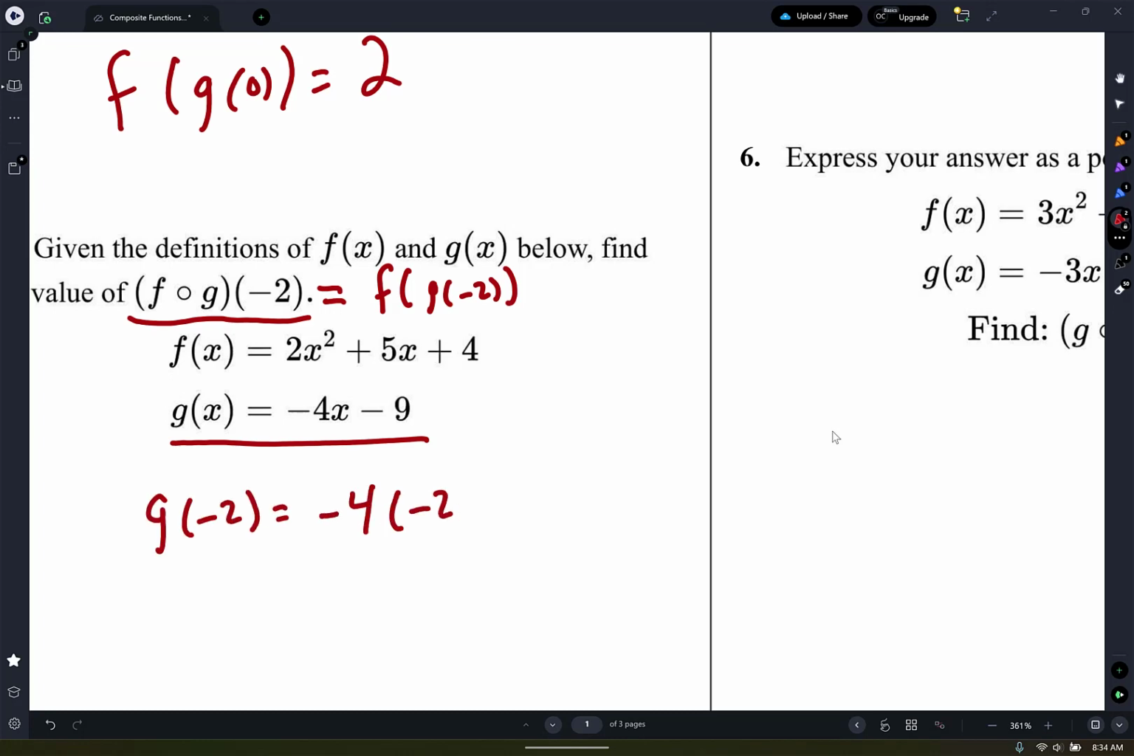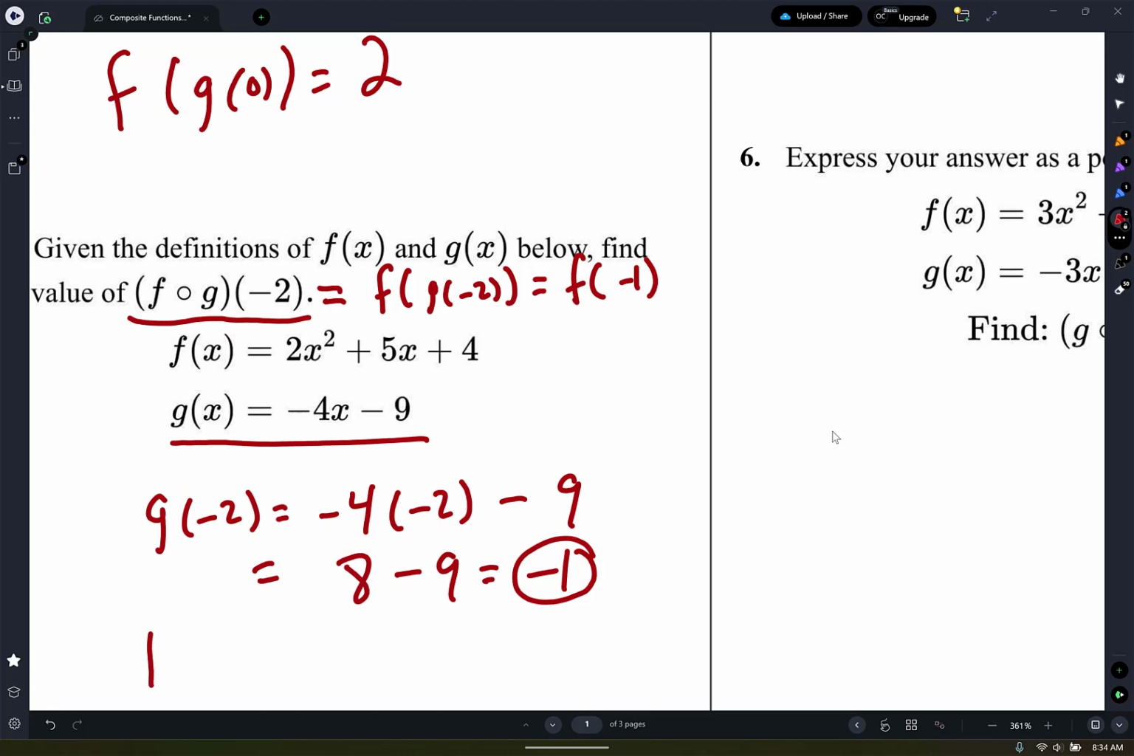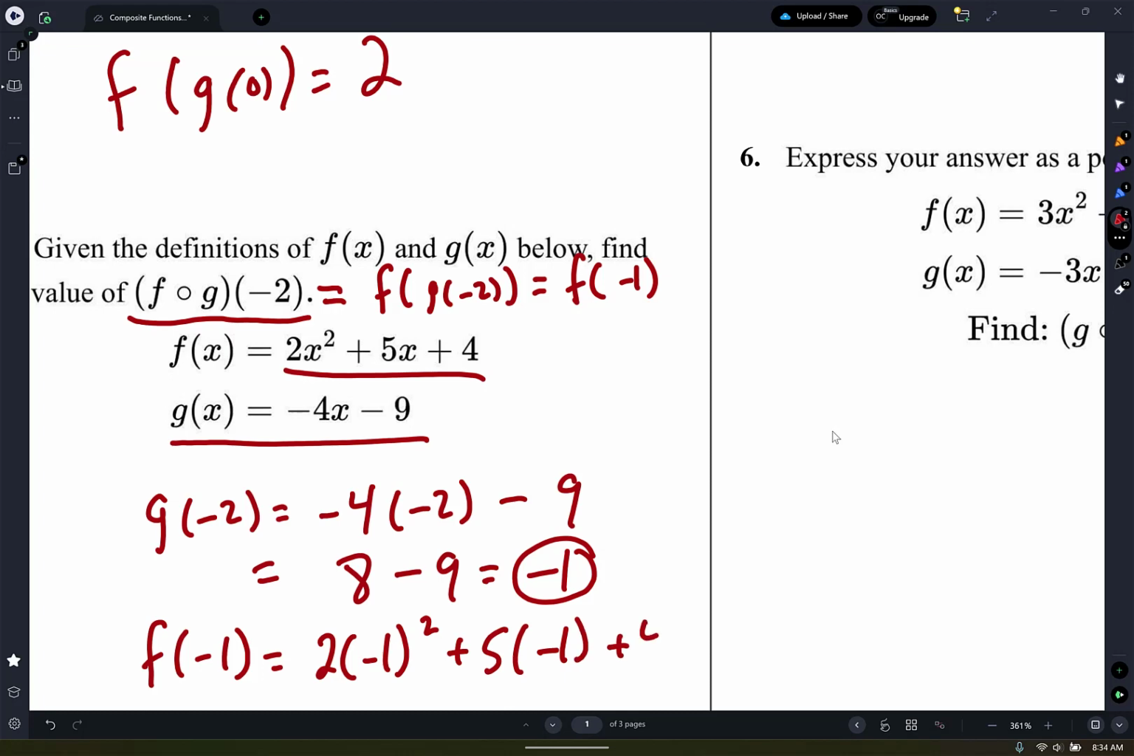-4 times -2. And then I'm going to subtract 9. So let's see. +8 minus 9. So I get a -1. This is going to be my input for f. So now it's f of -1. So I come back and I go f of -1. And I'm just going to plug it in. 2 parentheses -1 squared plus 5 parentheses -1 plus 4.